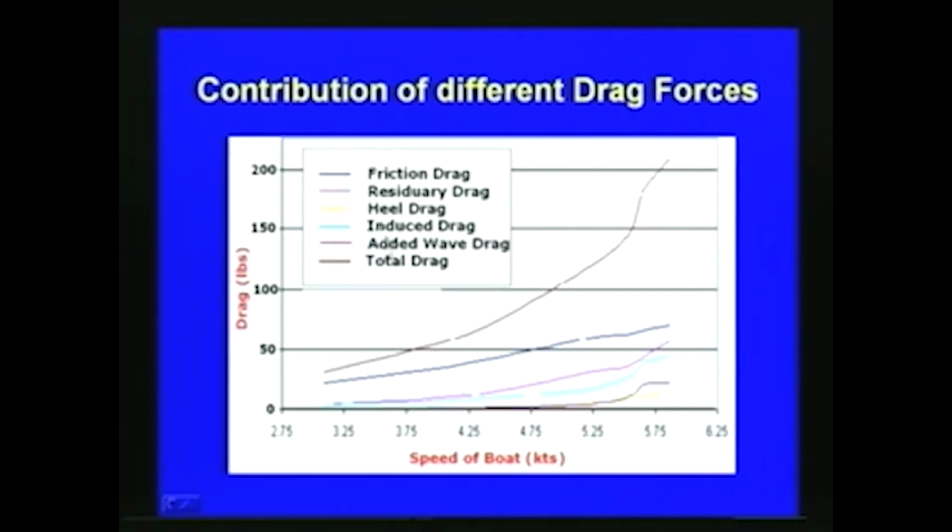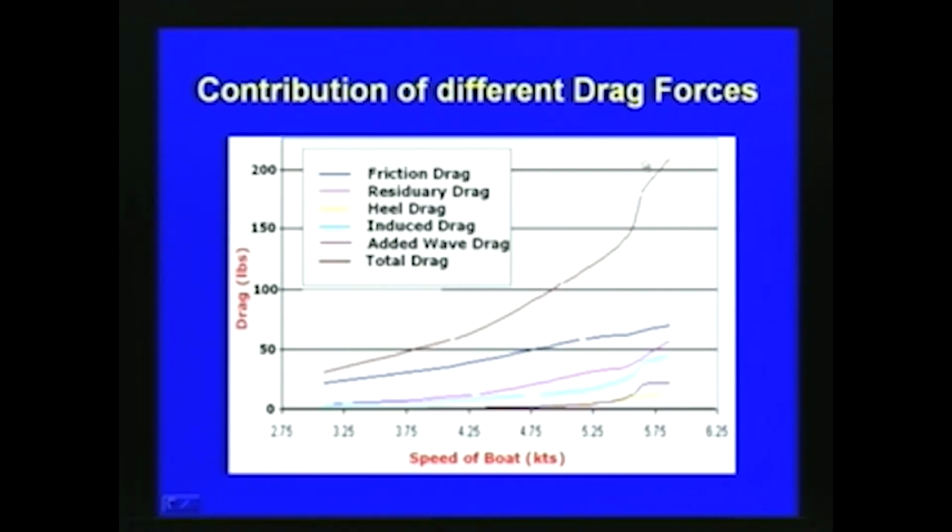Here this slide shows the drag plotted with respect to the speed of the boat. This figure shows the contribution of different drag forces. Here this line shows the total drag. You can see that the friction drag is predominant here. Then we have this residuary drag, and the heel drag is very small, and then we have this blue color here, induced drag, and then added wave drag. So the total drag is this line.